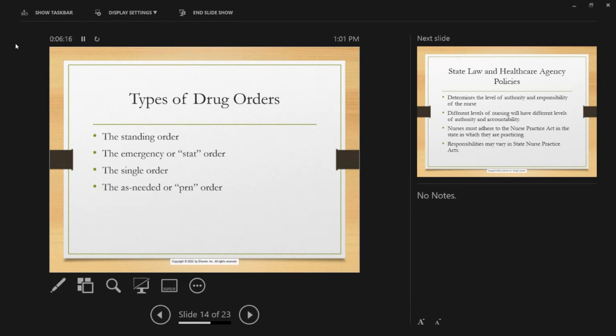An emergency or STAT drug order is a one-time order that must be given immediately. A single drug order is a one-time order to be given at a specified time, for example, before surgery. An as-needed or PRN order is an order for a drug to be given as needed, based on the nurse's judgment of safety and patient need. An example of that would be as-needed pain medicine.